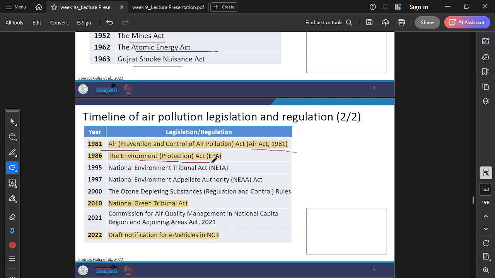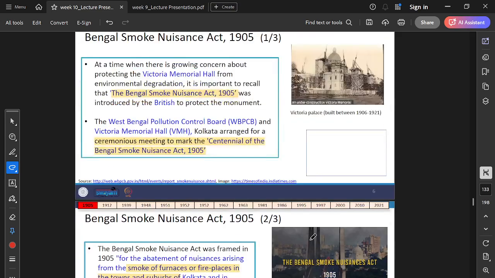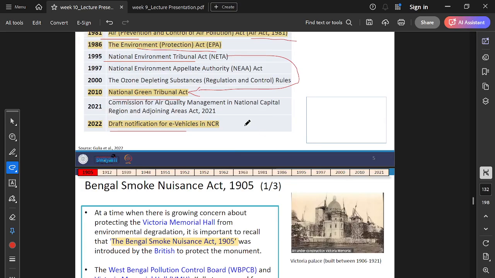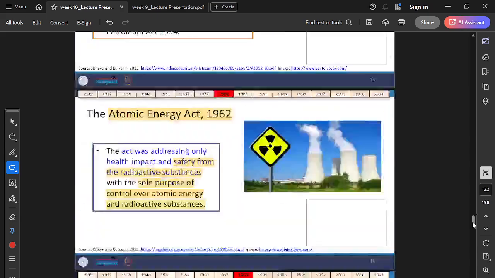1986, your EP Act, that is the Environment Protection Act, that is the Umbrella Act. And 2010, the National Green Tribunal Act came, and early 1995 itself, the National Environmental Tribunal Act came, that paved way for National Green Tribunal, that is a separate court to deal with the environmental related cases. And 2022, there was a draft notification for e-vehicles in the National Capital Region.